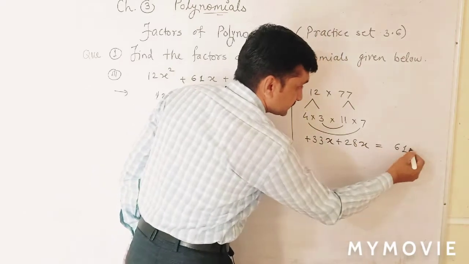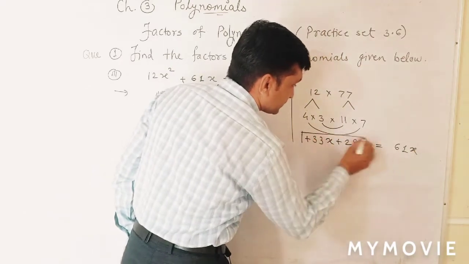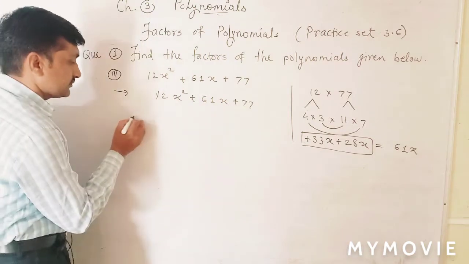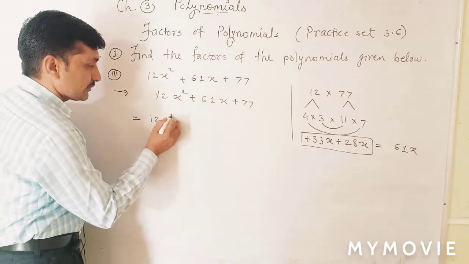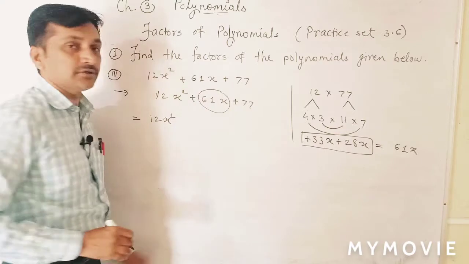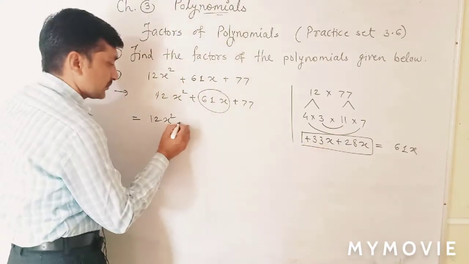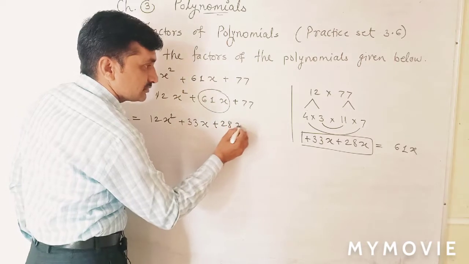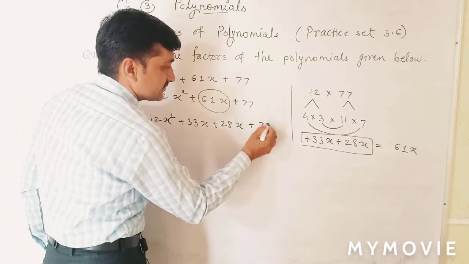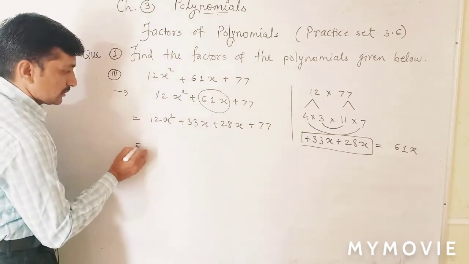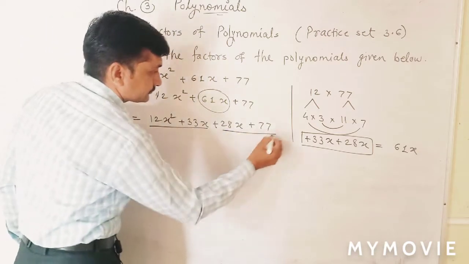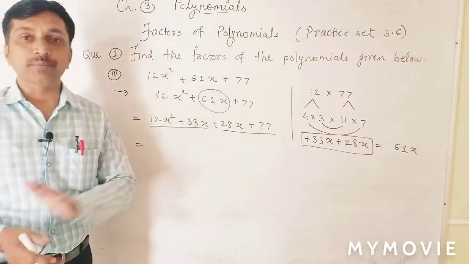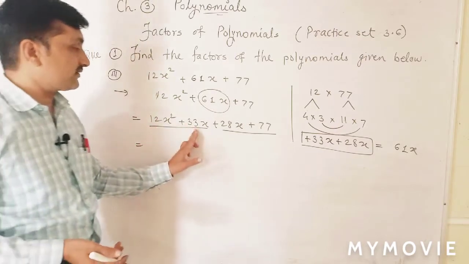Variable is x. Therefore, these are factors of the middle term, equal to 12x square. Now replace the middle term by these two factors, plus 33x plus 28x, and this last 77 as it is. After that, grouping, we have to group. After grouping, take common out. Here is 12 and here is 33.